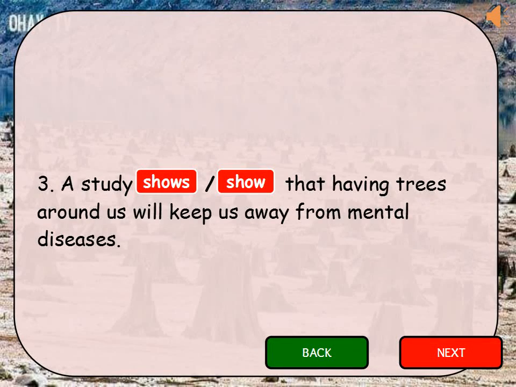Question 3. A study show or shows that having trees around us will keep us away from mental diseases. Now, you have 5 seconds to answer the question. Correct. The answer is shows. Why? Because of the article a, there is only one study. Well then, now let's move on to the next question.